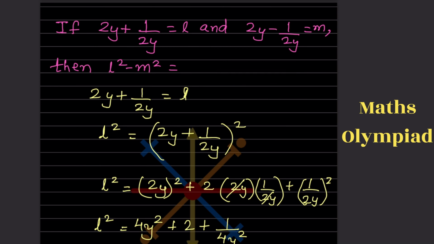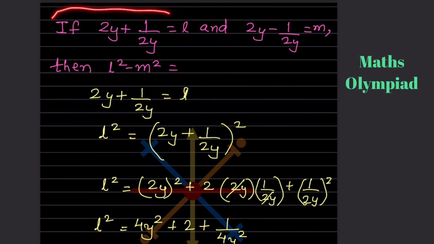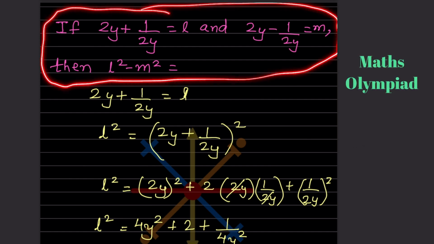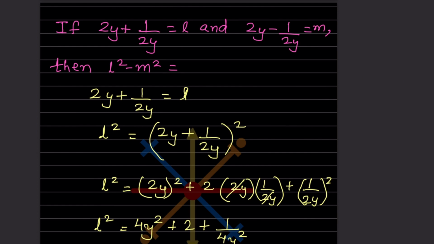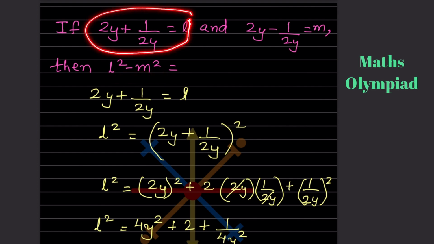So today we are going to see this question: if (2y + 1)/2y is equal to L and (2y - 1)/2y is equal to M, then we have to find the value of L square minus M square. Now let us start with the first part.